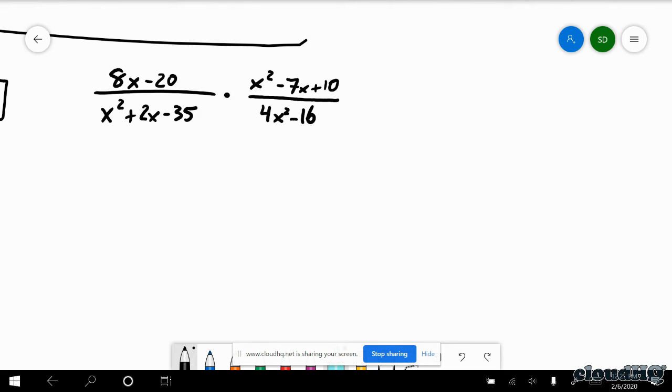So we have a multiplication problem here. I can't just start hacking away and canceling things out because there's addition and subtractions in there. So it's not written in factor form. So what do we need to do? Factor. Factor first.